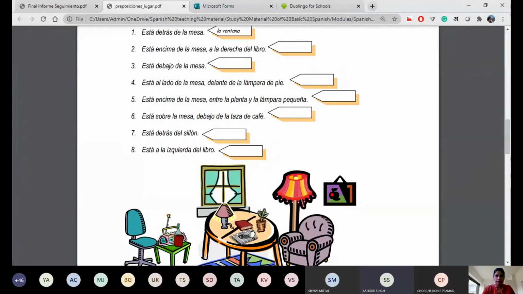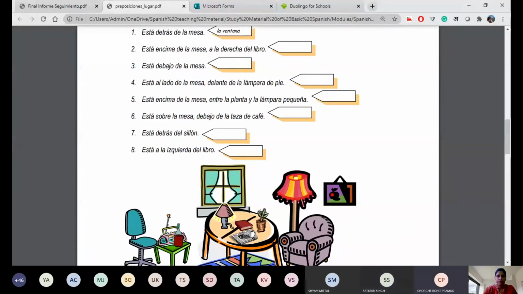So what is that? What do you think? The lamp. Sorry, the pot. Está encima de la mesa a la derecha del libro. Yes, it is pot, no? So what is that? We already did la planta. La planta. Sorry.